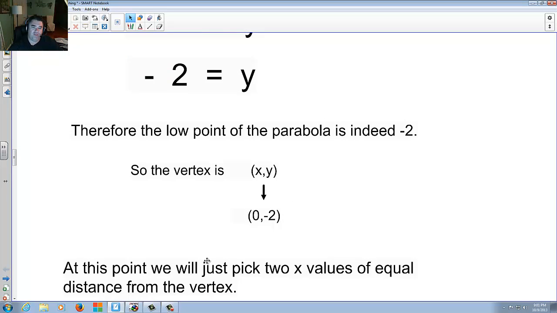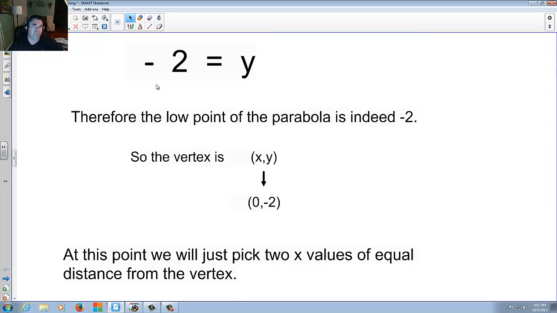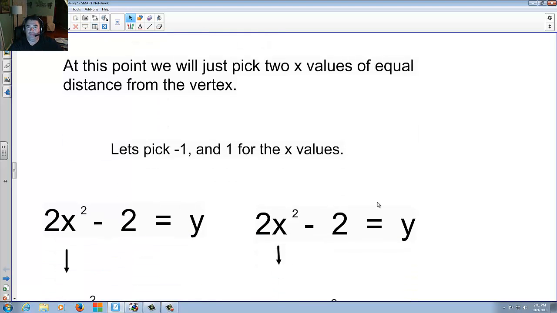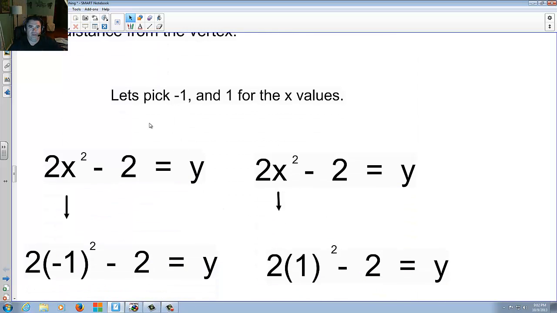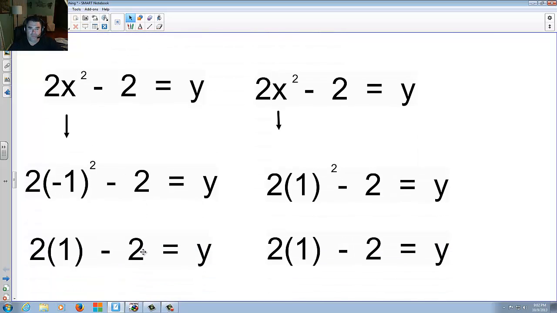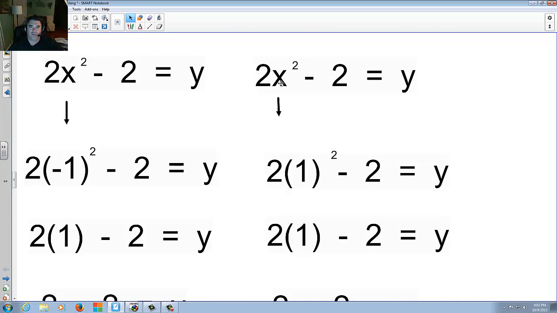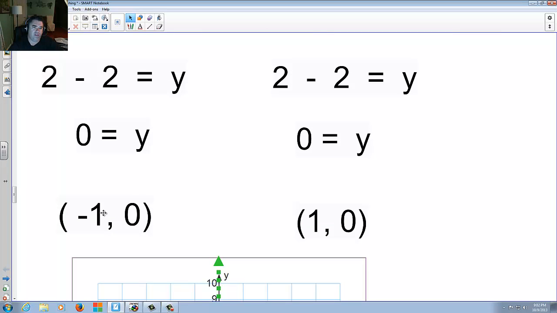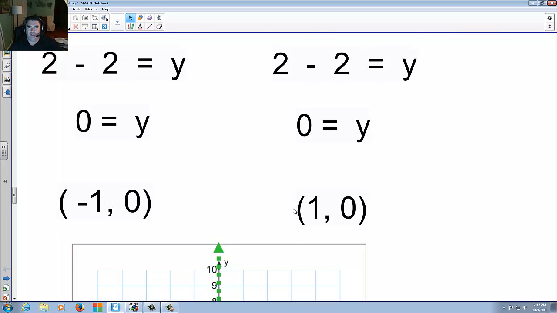Now at this point we can just pick two x values of equal distance from that vertex. It doesn't matter where, but I'm going to start with -1 and +1 because they're just one away from 0. So I'm going to plug in -1 and +1 in these two different places. -1 squared is 1, 1 times 2 is 2, 2 minus 2 is 0. And 1 squared is 1, 1 times 2 is 2, and 2 minus 2 is also 0. Notice how they reflect each other. They're the same value. So at -1, 0 is a point, and 1, 0 is a point.